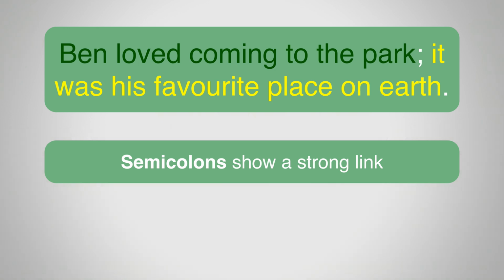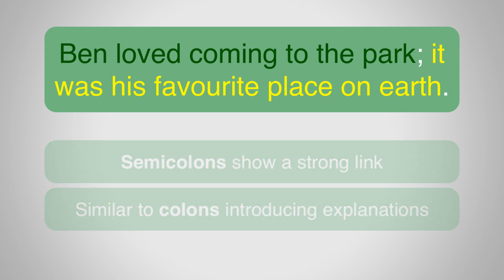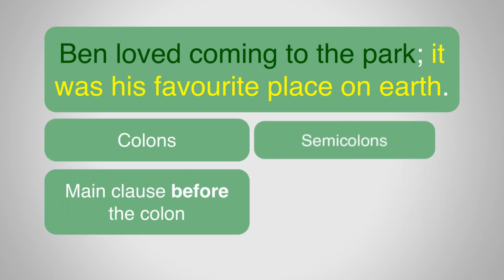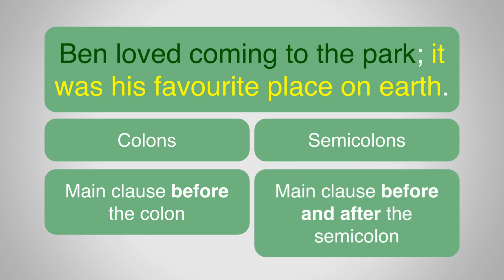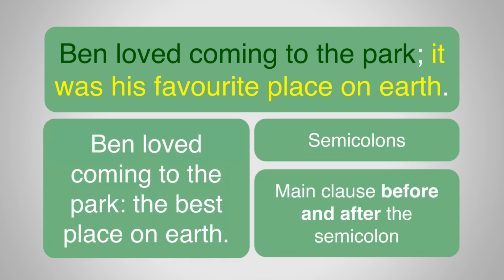This may sound very similar to using a colon to introduce an explanation, and it is, but there's a slight difference. With a colon, we only have to have a main clause before the colon, whereas with a semicolon, we need a main clause before and after the semicolon. So, using a colon, we could write the sentence like this: Ben loved coming to the park: the best place on earth. We can't use a semicolon here though, as the best place on earth is not a main clause.